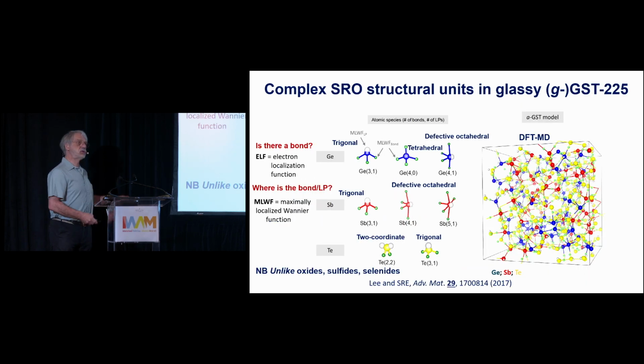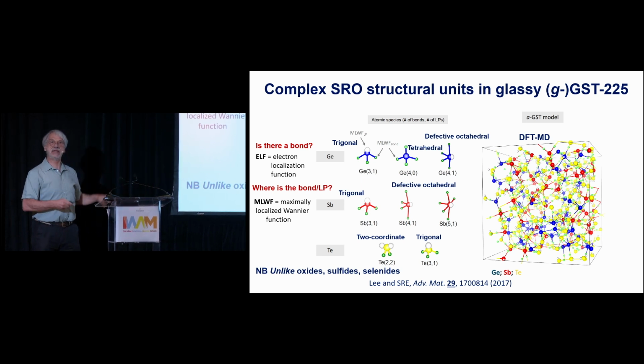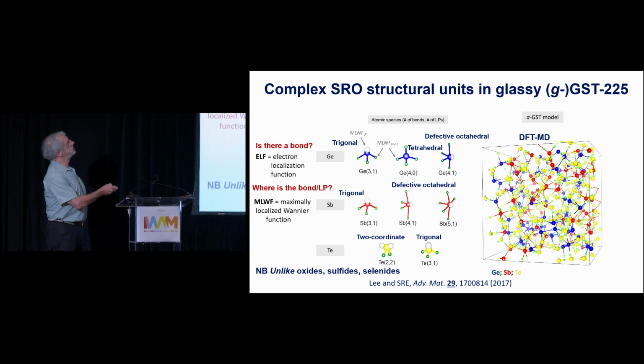So let's just talk in 1 or 2 slides about, right down at the atomistic level, what this stuff looks like. Here's this composition, germanium, antimony, tellurium, 225. And here's a DFT model as it happens. And we analyzed this to find out what the coordinations were.